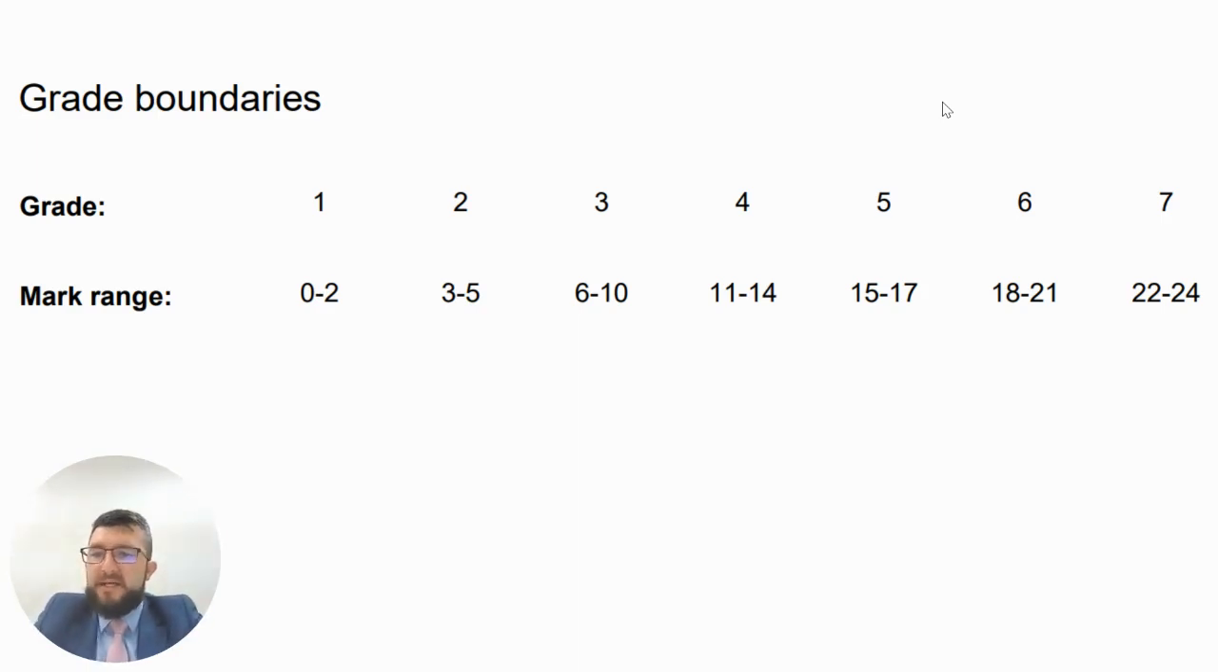A 7, 7, 7 on the 3 criteria would not get you a grade of 7. We can see that the mark range is 22 to 24, making the minimum achievement for a 7 across the 3 criteria 7, 7, 8. Now, this is slightly problematic because there are a lot of teachers and schools that are really reluctant to award that 8.